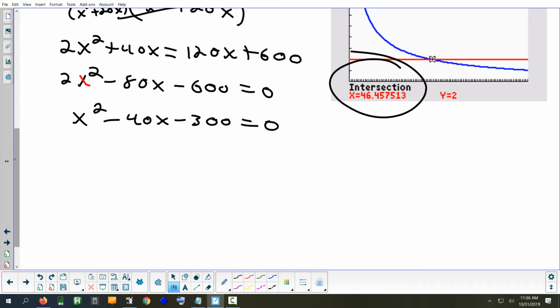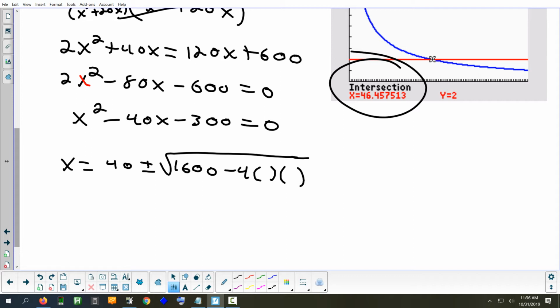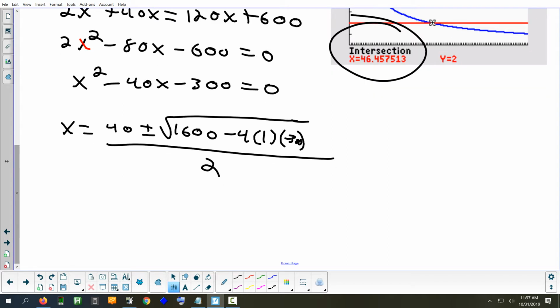So how would you have to solve this if it doesn't factor? Yeah. The quadratic equation. Yep. So negative b plus or minus the square root of b squared minus 4 times a times c, all over 2a. I'll simplify what I can, and then we're going to need a calculator.